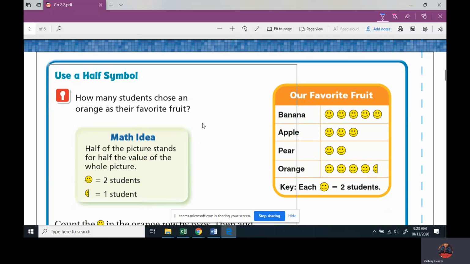Adeline, they use half symbols, okay? So how many students chose an orange as their favorite fruit? The idea is, if a full smiley face is going to be 2 students, a half is obviously going to be 1, because what's half of 2, Adeline? So let's say the smiley face equaled 10 students. What's half of 10? If you take 10 and cut it in half, what do you have? 5. So Adeline, let's say they had 20 for each smiley face. What's half of 20? Let's say they had 100.